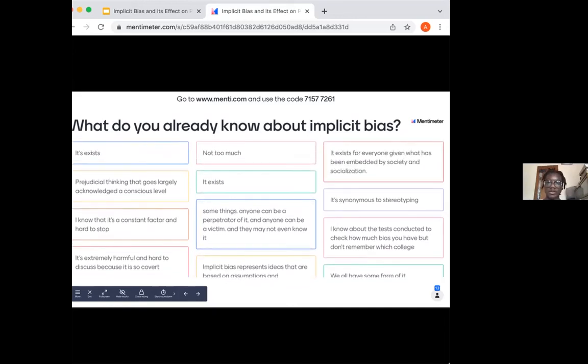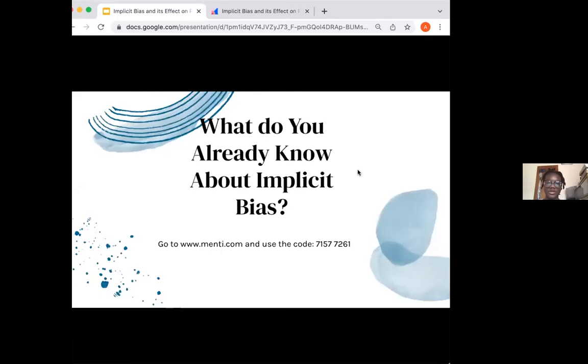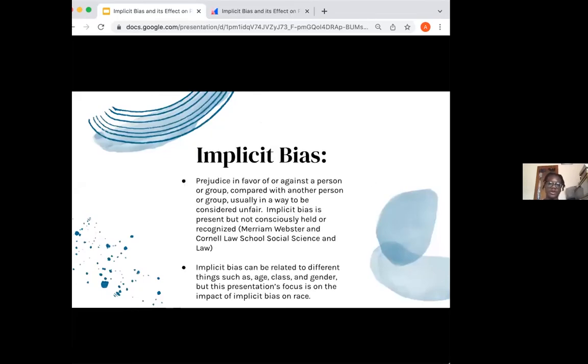Okay, so let's go back to the presentation. Thank you for your responses. So implicit bias is prejudice in favor of or against a person or group compared with another person or group, usually in a way considered unfair. It's present but not consciously held or recognized, and it can be related to different things such as age, class, and gender. However, this presentation's focus will be on race.